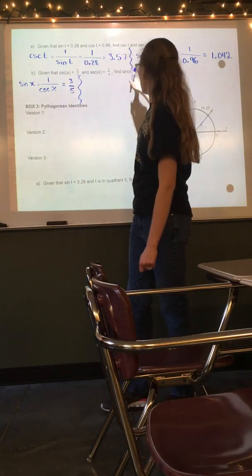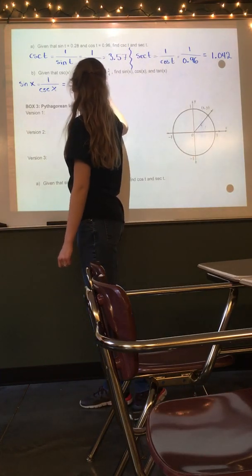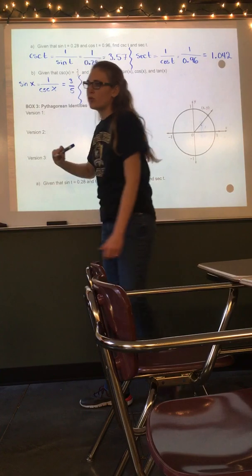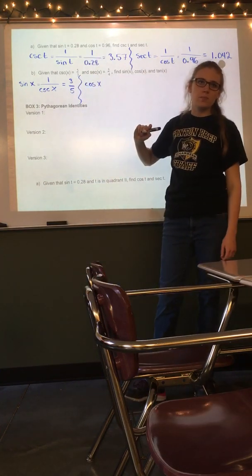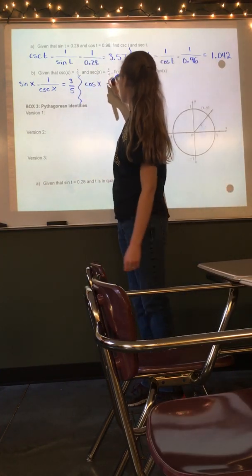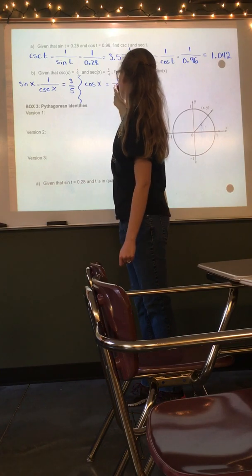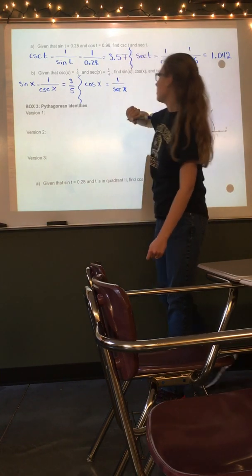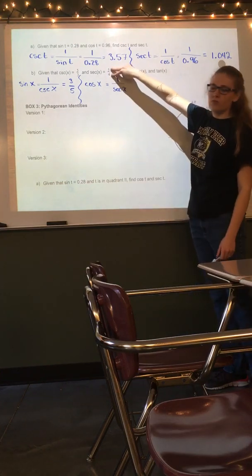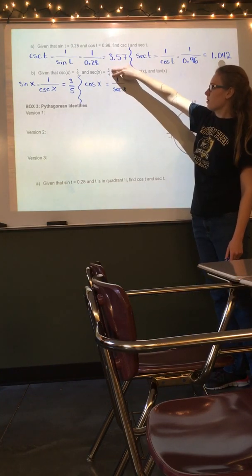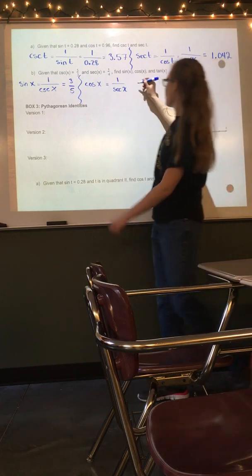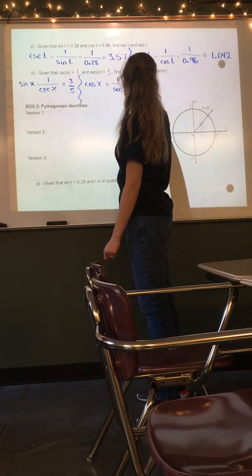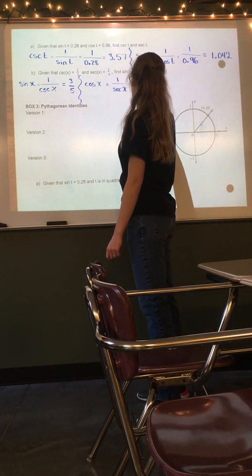Same idea for cosine. Cosine is the reciprocal of which one? Secant. So if secant is 5 over 4, cosine is 4 over 5.